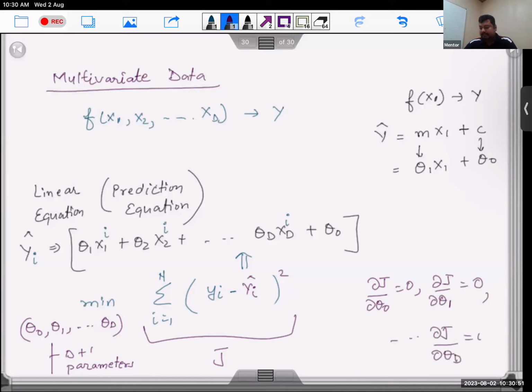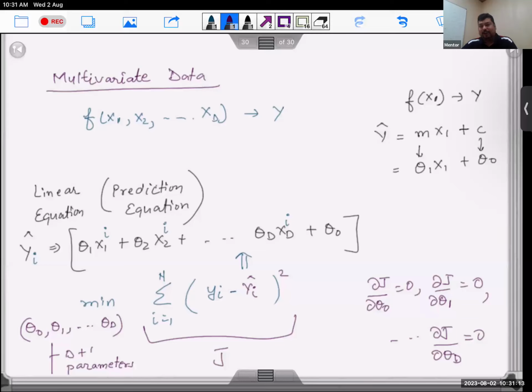How many linear equations will you have? d plus 1. How many variables do you have? d plus 1. Don't you think this can be solved? Yes, it can be, so this is one way to do it. But I don't advise you to do it this way, because you'll be stuck if d is very large.